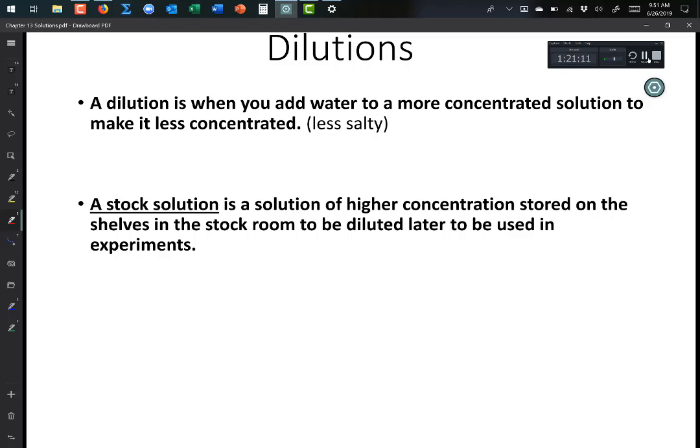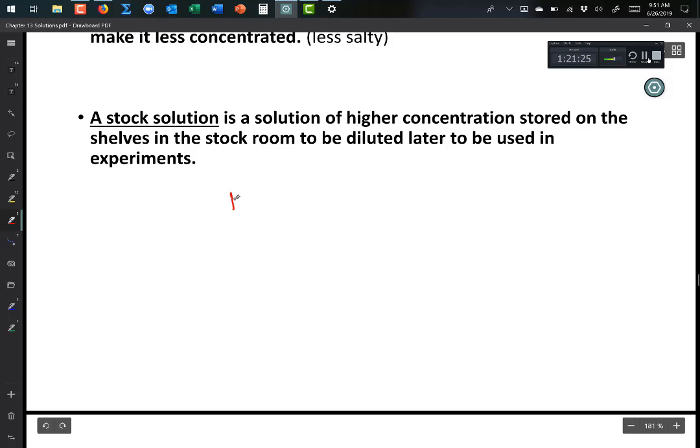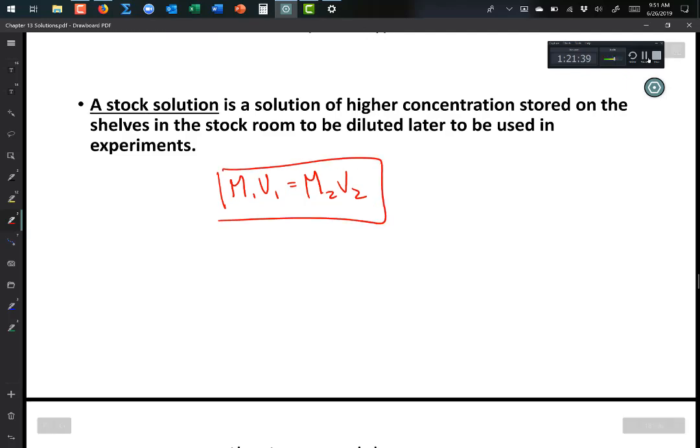So, dilutions. I'm going to give you the equation. Ready for the equation? Dilution is when you take a more concentrated solution and you make it less concentrated. We usually start with a stock solution, and this is the equation: M1V1 equals M2V2. You guys know that one? Heard it? Seen it? Yeah, good. That's the one we're going to use for all of these. And now we just have to do them. So let's do a couple of problems.